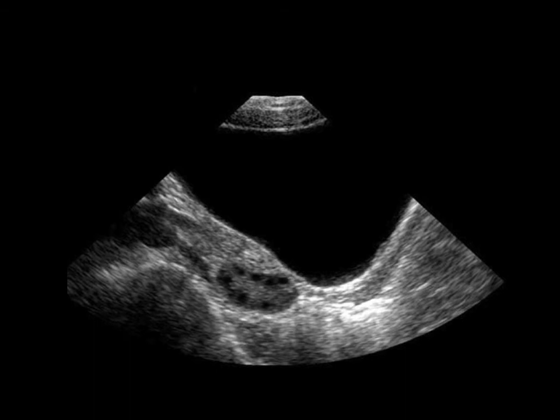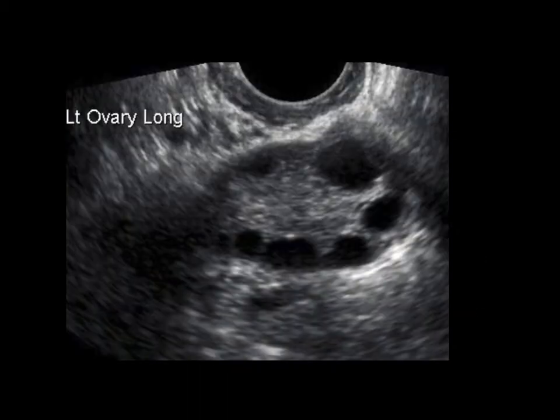The bladder is incredibly important and really useful as an acoustic window, not only to further visualize the uterus, but to find and visualize the ovaries. Ovaries are generally found anterior and medial to the iliac vessels. Here's a nice example of an ovary with multiple follicular cysts, and this is why we say that it looks like a chocolate chip cookie.